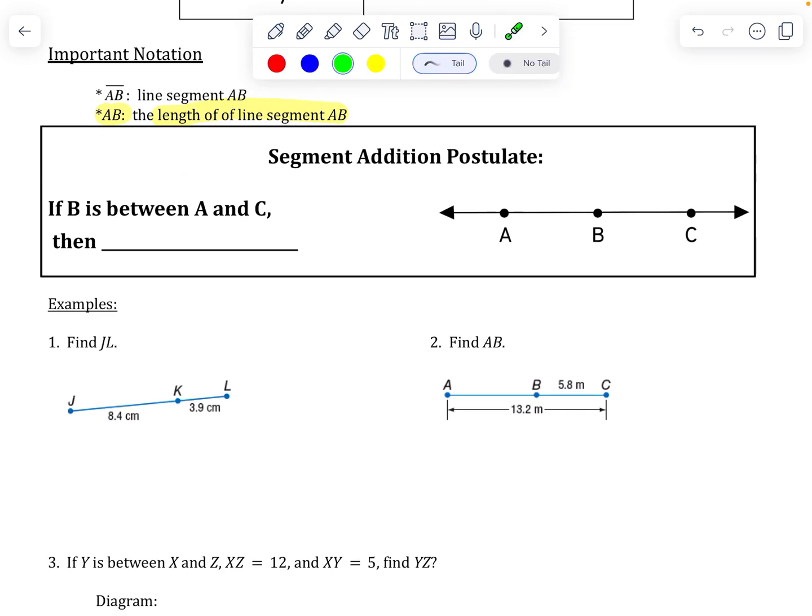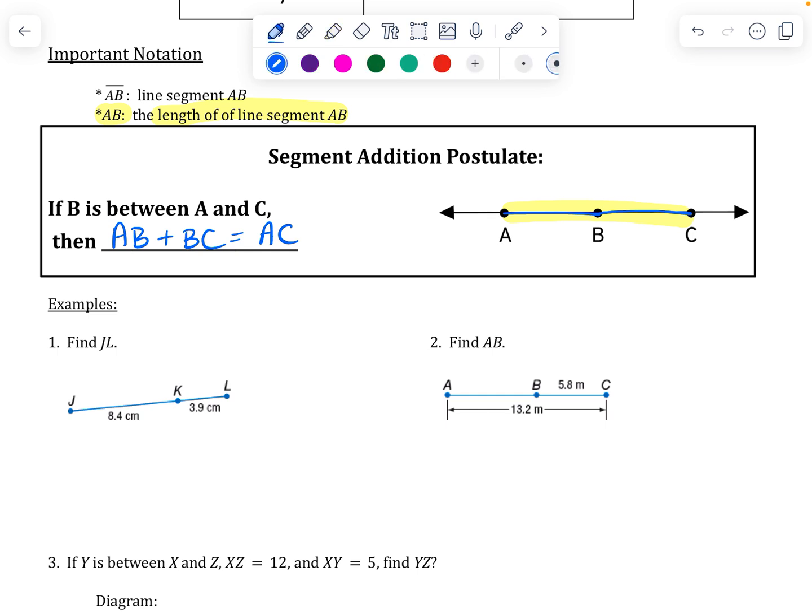So here's our first segment addition postulate then. Think about this line, and if you're looking at the segment between A and C, and if B is between A and C, then if you added the length of A and B plus the length of B and C, it would give you the whole length A and C. So we would write that like this: AB, this piece, plus BC, this piece, is going to equal AC, the whole segment. And that makes sense.